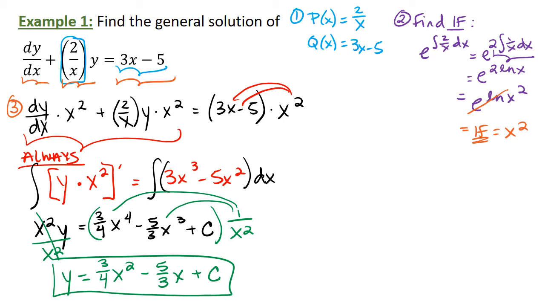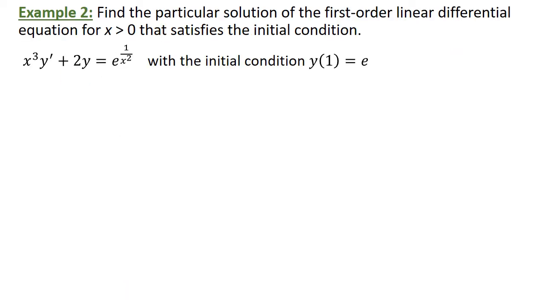Now in the next example, we want to find a particular solution. This is the exact same thing we did, but there's just one additional step. In that one additional step, we want to plug in this initial condition in order to find C. Everything else is the same. So what I'd like you to do is take a moment, pause this, and find the integrating factor if possible.